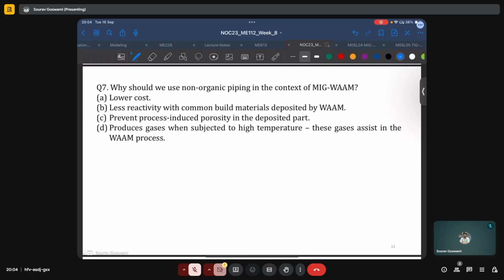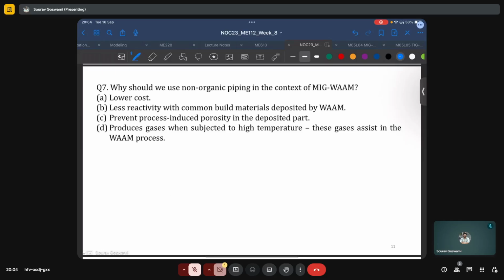Why should we use non-organic piping in the context of MIG-WAAM? Is it for lower cost? Is it because of less reactivity with common build materials deposited by WAAM? Is it to prevent process-induced porosity in the deposited part? Or is it because non-organic piping produces gases which, when subjected to high temperatures, assist in the WAAM process?